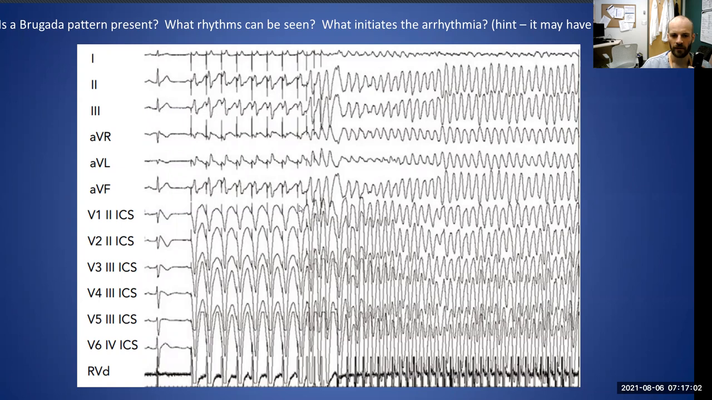Okay. So this is a tricky one because we've got three rhythms here. We've got sinus rhythm to start with the Brugada pattern. We've got a paced rhythm here that suddenly paces really quickly. And then we've got polymorphic VT.